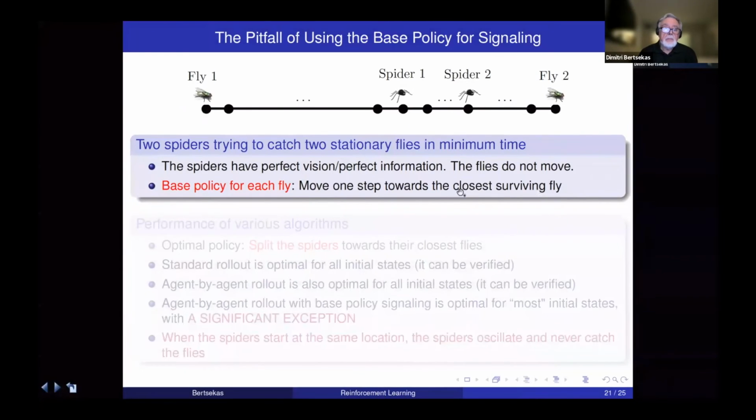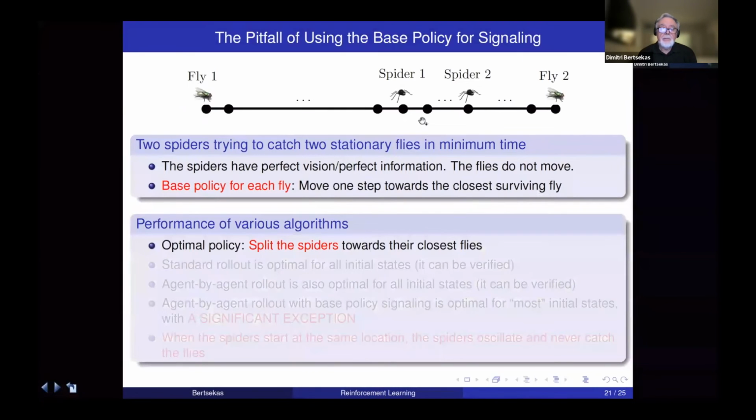On the other hand, the optimal thing to do is clearly to split the spiders and have one go towards one fly and the other one go to the other fly. So the split has to be done so that this one does not go to this and this one goes to that. They split towards their closest flies. That's clearly the optimal policy. It catches the flies in minimum time.